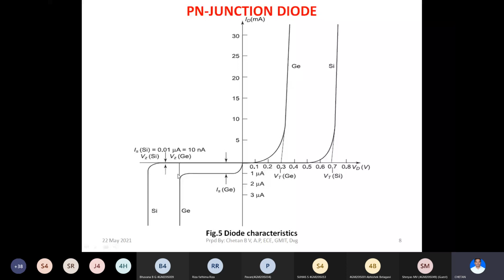So for germanium, Vz will be around this much value. It will be less compared to silicon. Around 10 volt, 15 volt will be the reverse breakdown voltage.